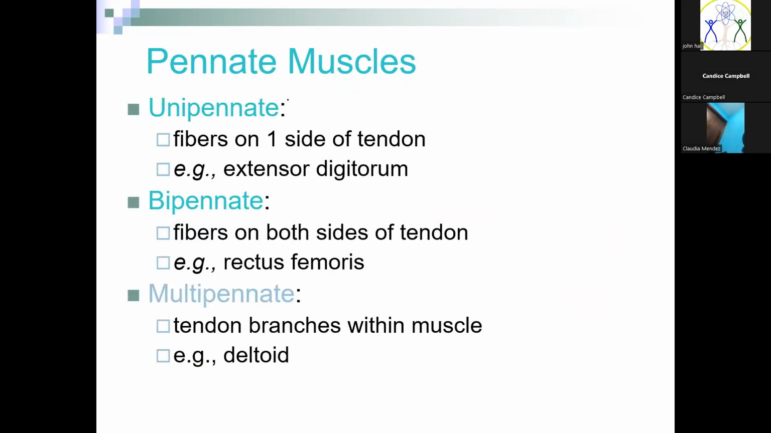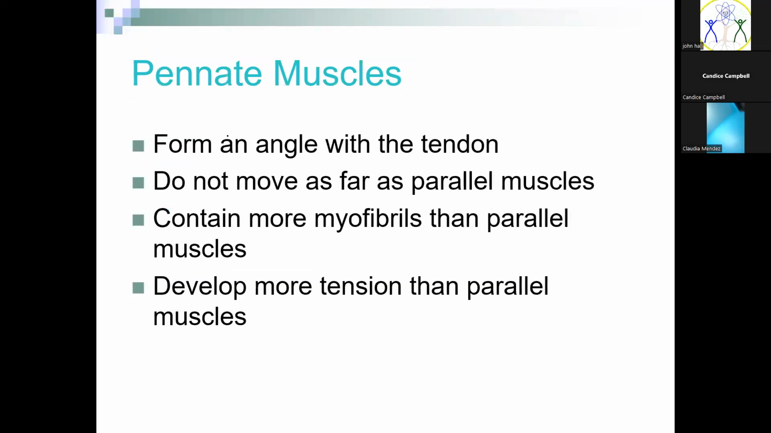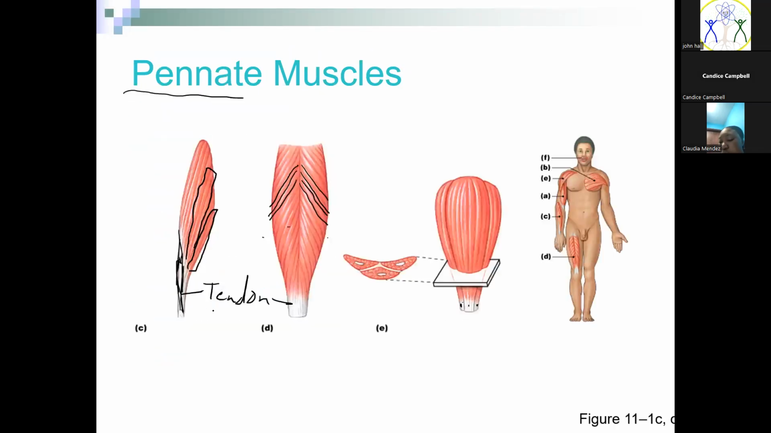The first one here is called a unipennate muscle. Uni, of course, means one. So it's one-sided, right? Hence, it is unipennate.